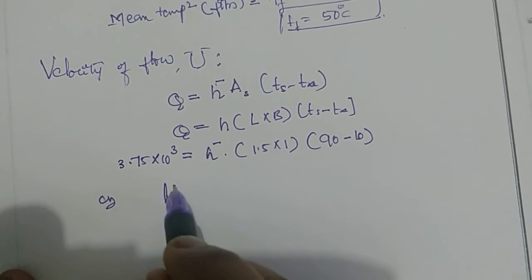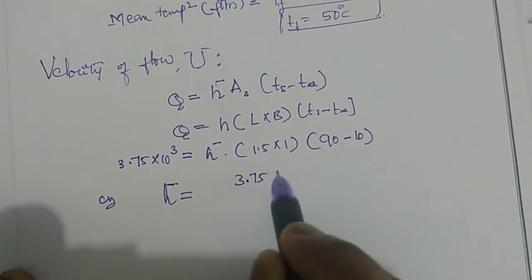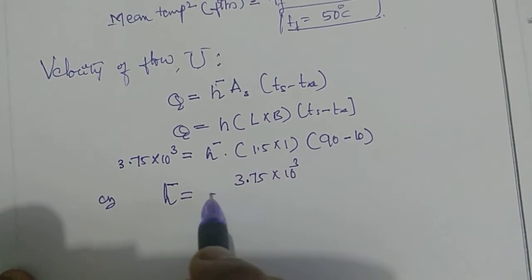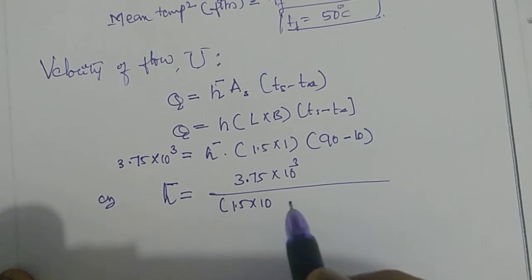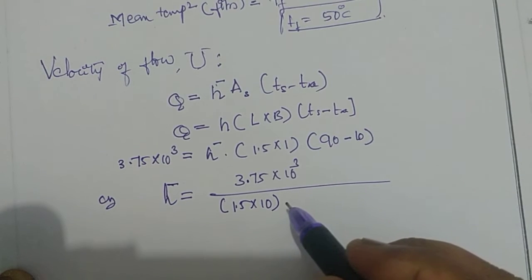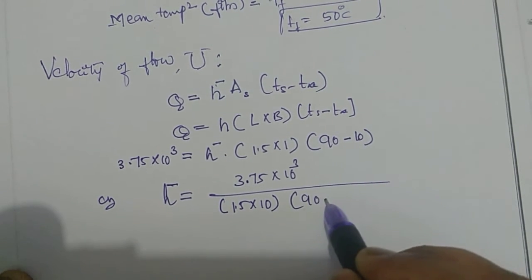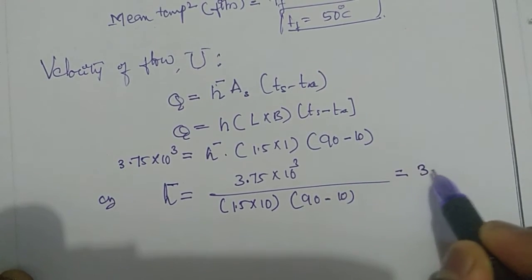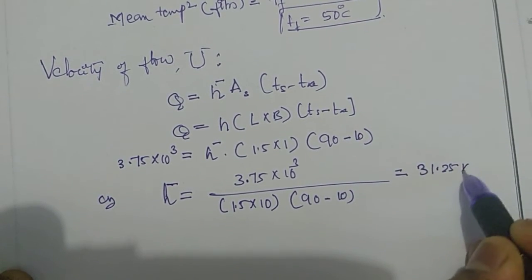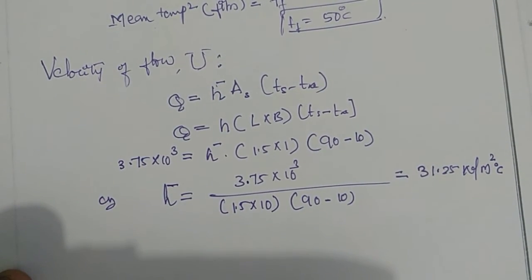Or we can also write h bar is equal to 3.75 into 10 power of 3 divided by 1.5 into 1 into 90 minus 10. This becomes around 31.25 watt per meter square degree centigrade.